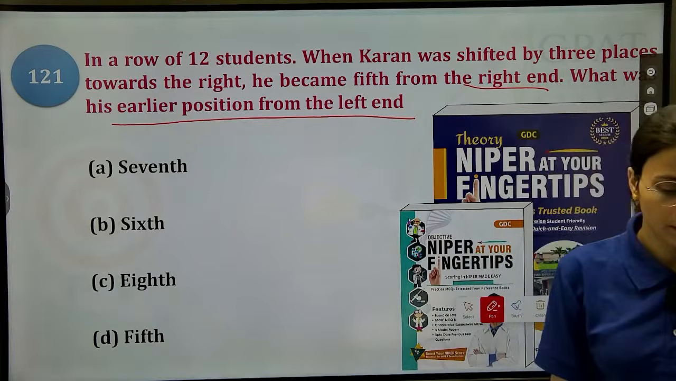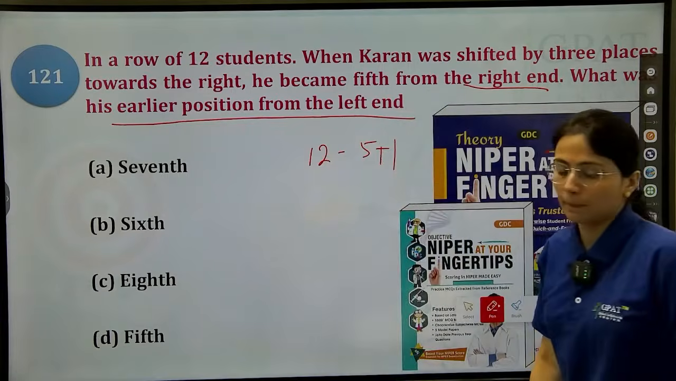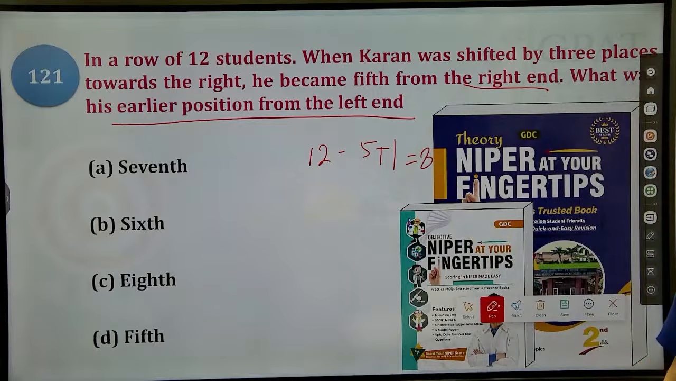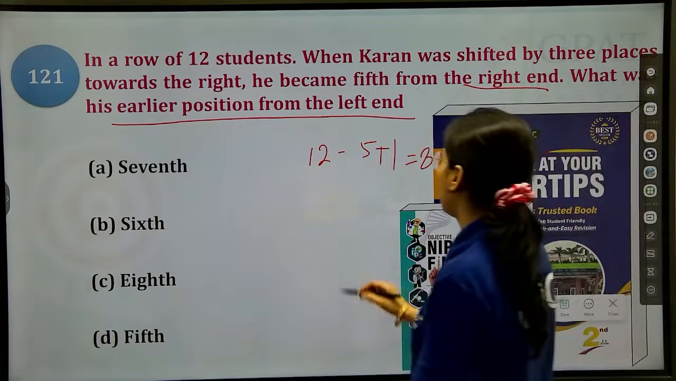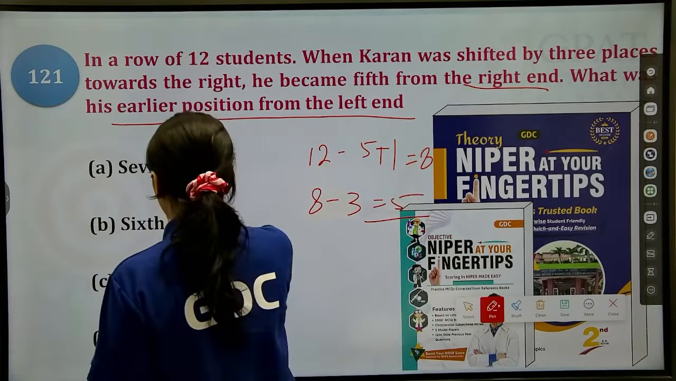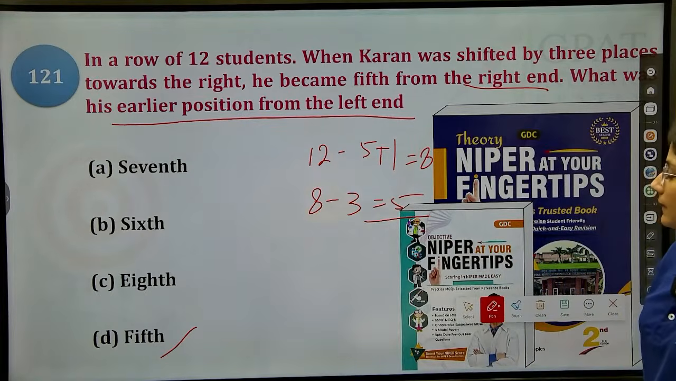That is 12 minus 5 plus 1, that is 8. So the earlier position is 8 minus 3, that is 5th. So option number D is correct.